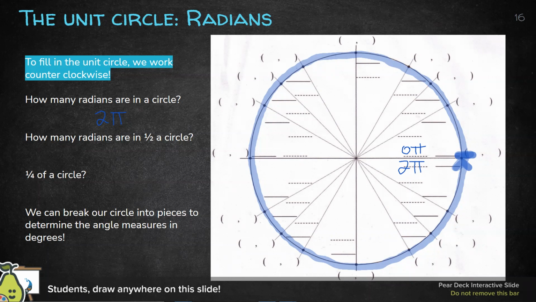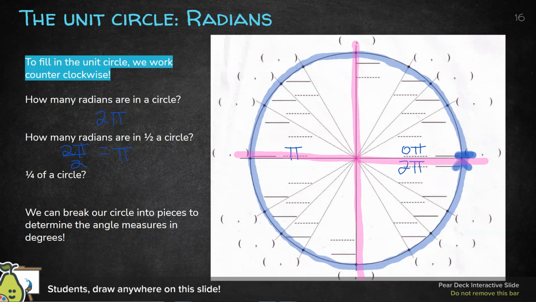Again, in half of a circle, that's 2 pi divided by 2. So that's going to give us pi radians in half of our unit circle. And then we can start to break it up into pieces again. We can see that half of a circle is pi. What about if I broke my unit circle into quarters again? If pi is half, what is half of pi?